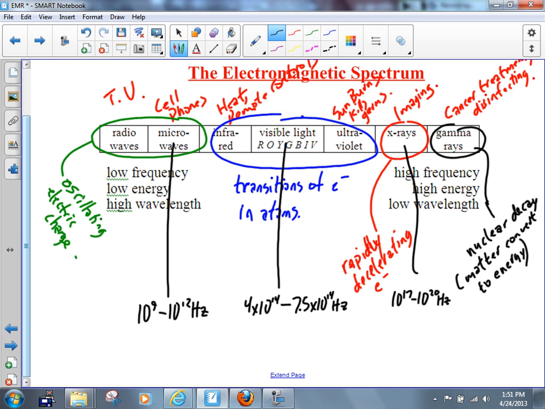If we get 10^13, what is it? It's got to be infrared. We don't have to have that memorized. 10^4, what is that going to be? Radio waves. Again, we don't have to memorize all 7 of them.